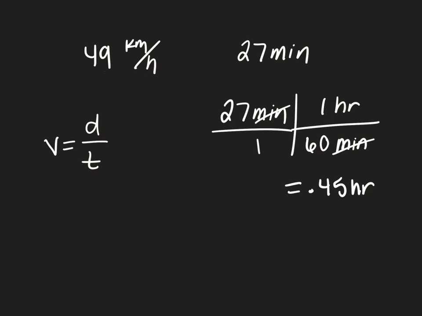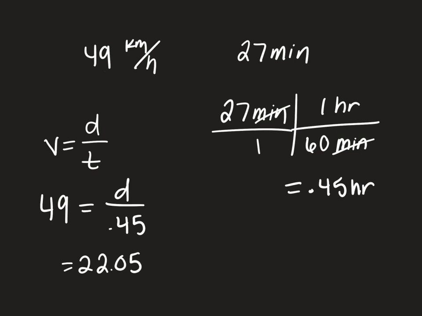Yeah, I mean you can do it either way. So then you would plug in the 49 kilometers per hour for your velocity equals distance over 0.45, and then you multiply 49 times 0.45 to get the 22.05 kilometers.